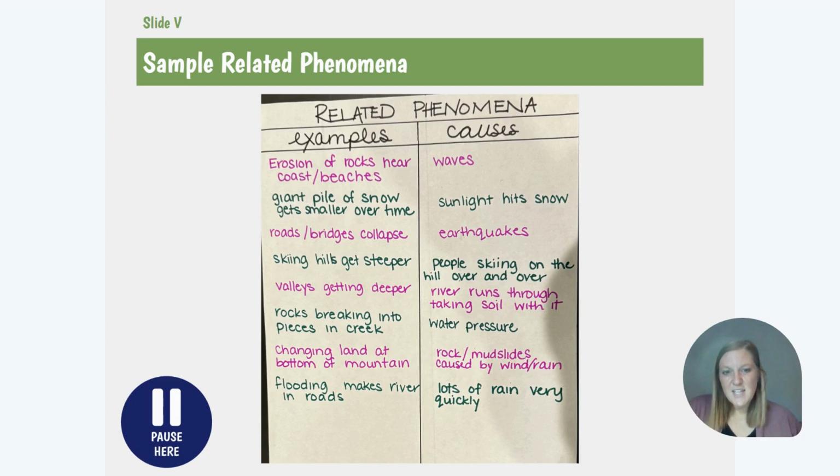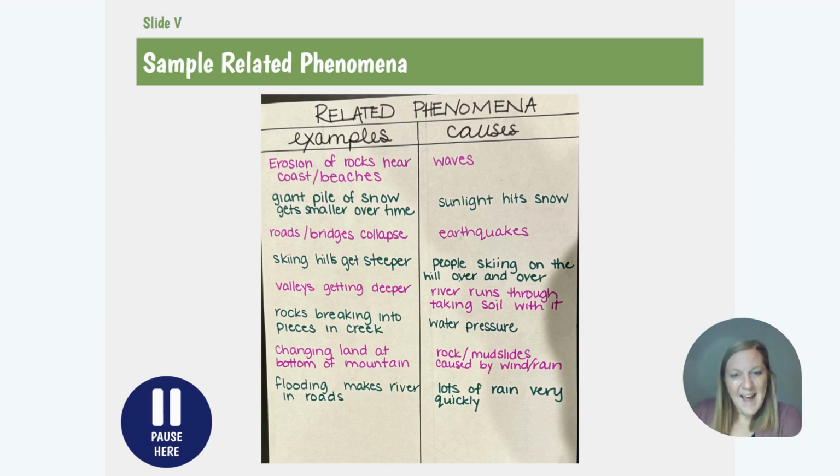All right, so here's an example from another class. Take a look at this example of their related phenomena, and put a star or asterisk next to the examples or causes that maybe are similar to those on your list. And then if maybe this jogs a memory, you can definitely add more to your related phenomena as well. So on this example, we're seeing that they're talking about erosion of rocks, like near the coast or along beaches. And the cause of that, they're thinking, is the waves. So maybe the water hitting them.